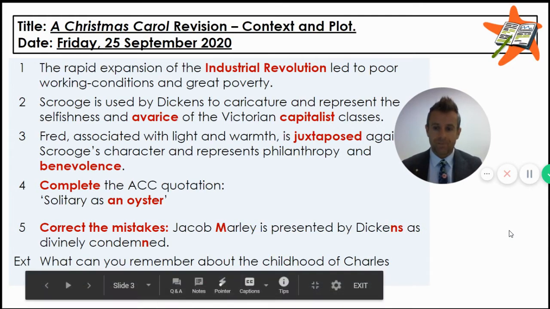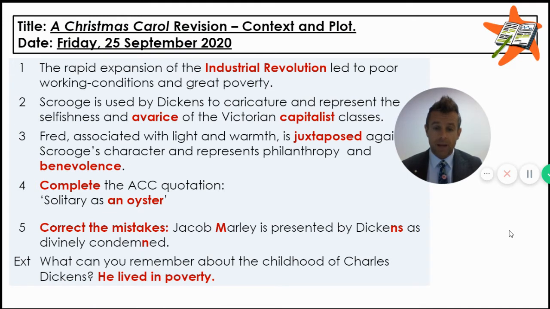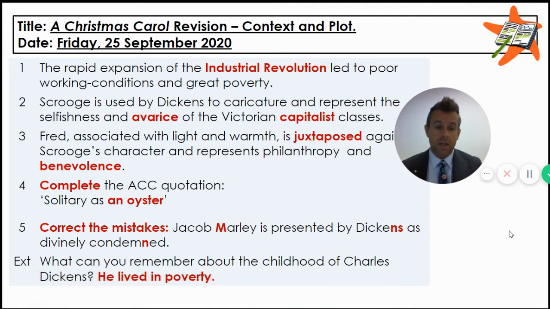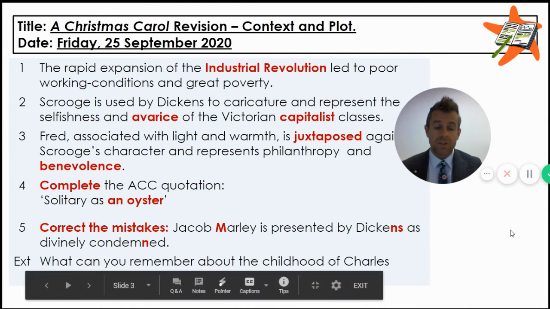And now. Okay, so you can just hit the pause button and go through and self-mark those. There's some real key vocabulary in there, such as avarice, benevolence, the Industrial Revolution, that you guys are going to want to re-familiarise yourself with. Don't worry if you've forgotten the meaning of some of those words, because we're going to go through them in today's recap lesson.